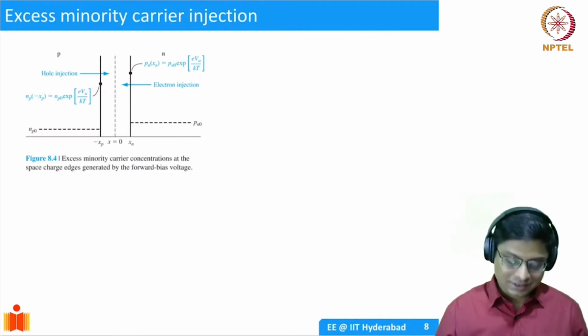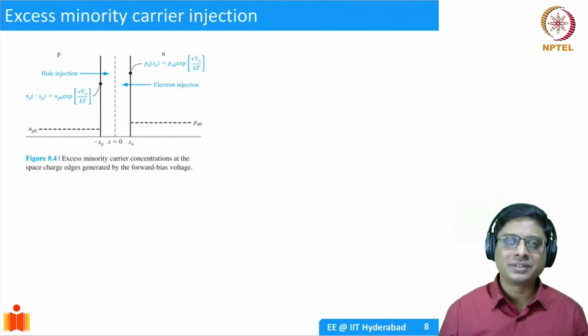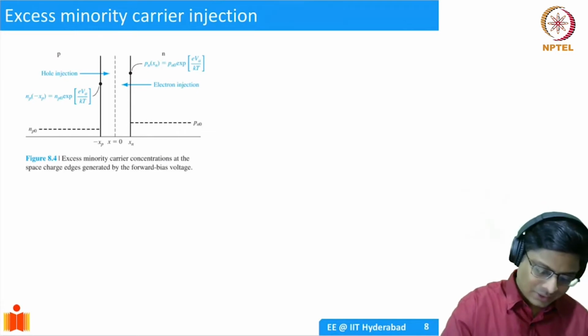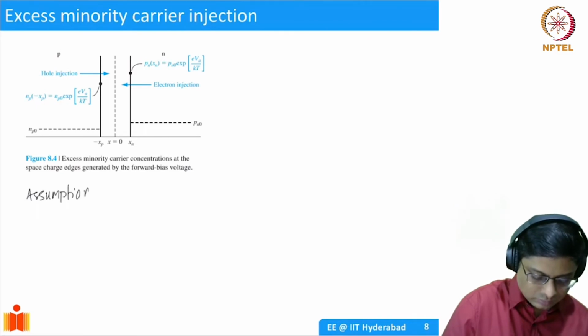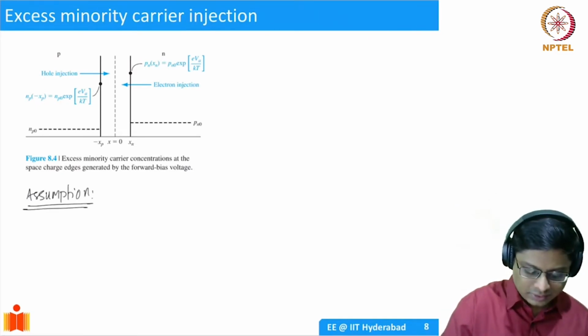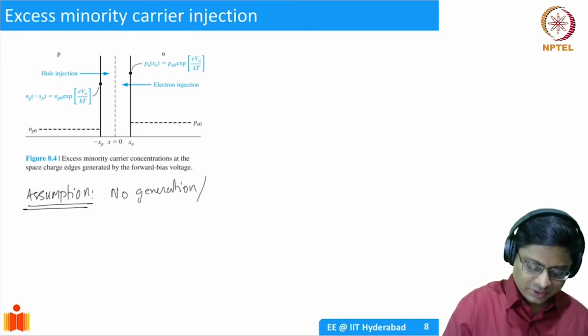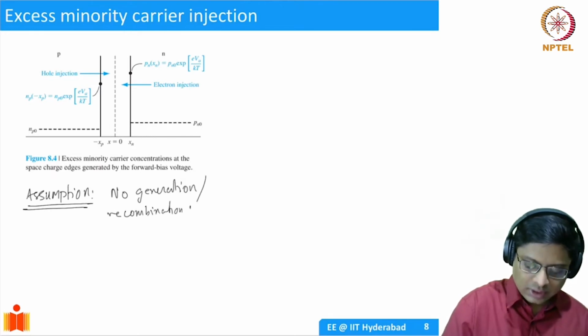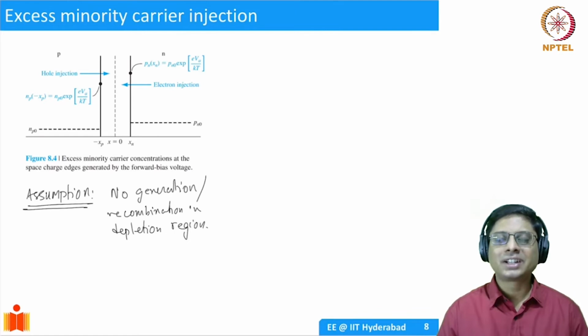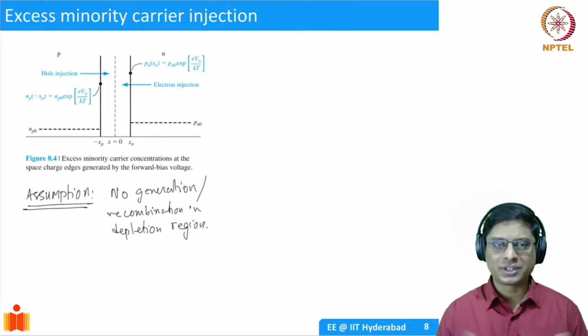Okay. Well, we made a very implicit assumption without actually specifying it. So the assumption we made was there is no generation or recombination in the depletion region. Okay. This is actually not a very strong assumption. I mean, it's not a well qualified assumption, I would say.